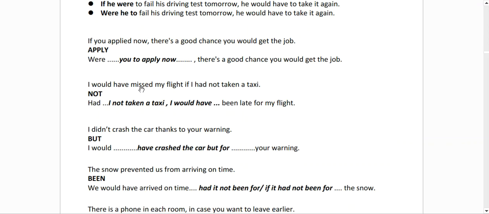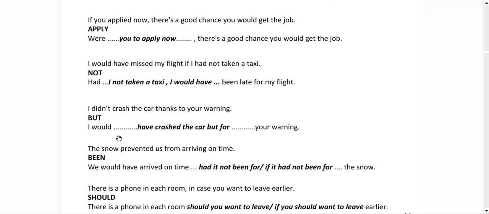The next one: I would have missed my flight if I had not taken a taxi. Had, that's the keyword. Had I not taken a taxi, I would have been late for my flight. Another clear indication is that the second sentence starts with had. So it's asking you to put the pronoun here. That's a clear indication that you are dealing with an inverted conditional.